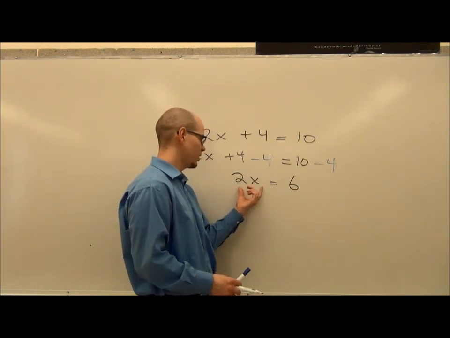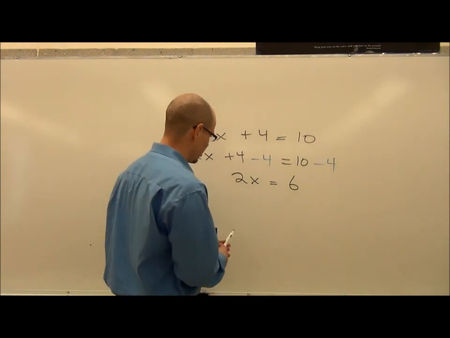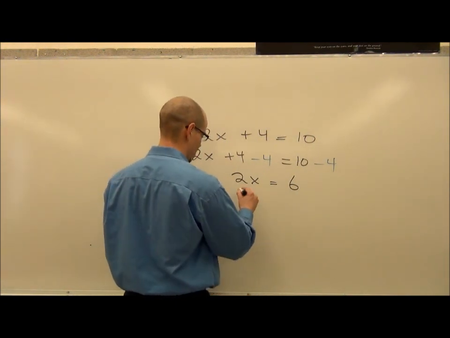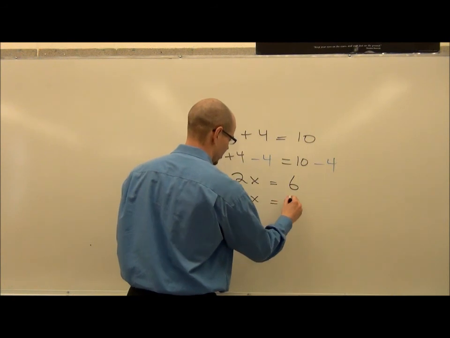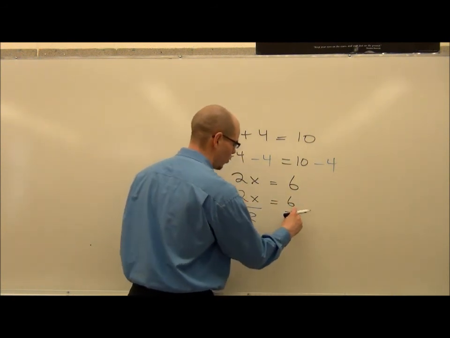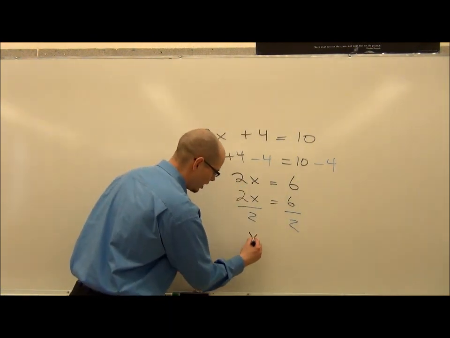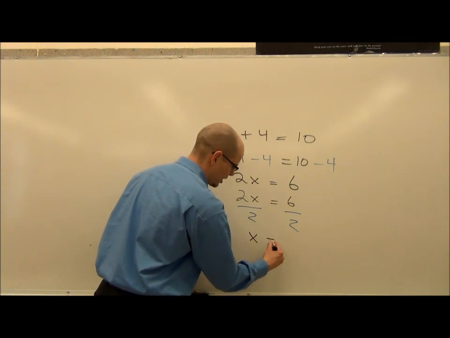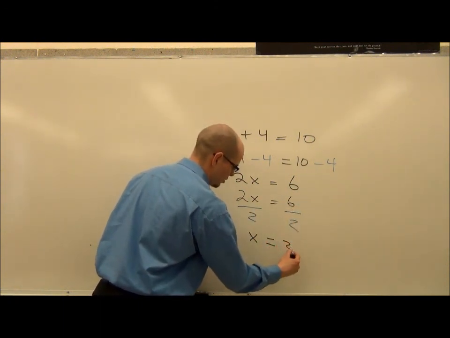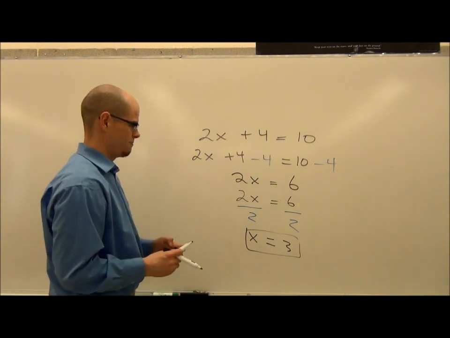Now how do we show that? Well, we divide both sides by 2 to get the variable on its own. So from this step, I'm just going to write it out again. I'm going to divide both sides by 2. Why? Because 2 divided by 2 is 1. So if you go 2x divided by 2, you get 1x. And then on the other side, 6 divided by 2 is 3. So our solution here is x equals 3. Okay?